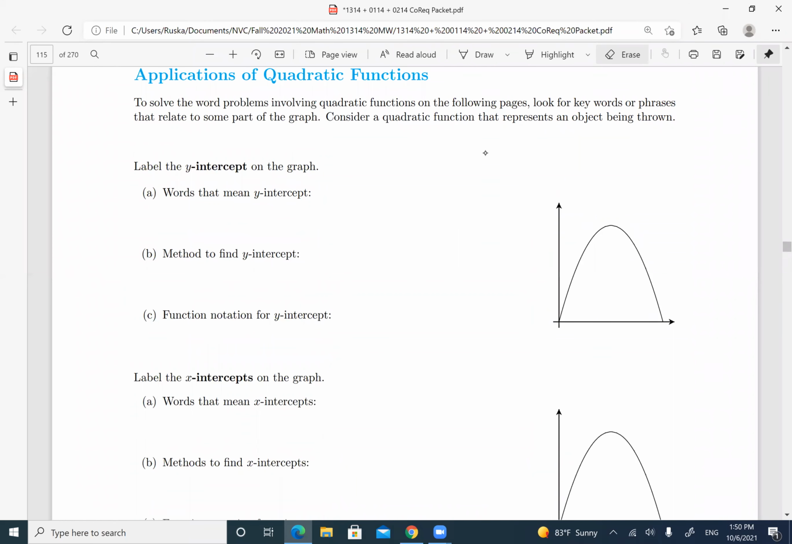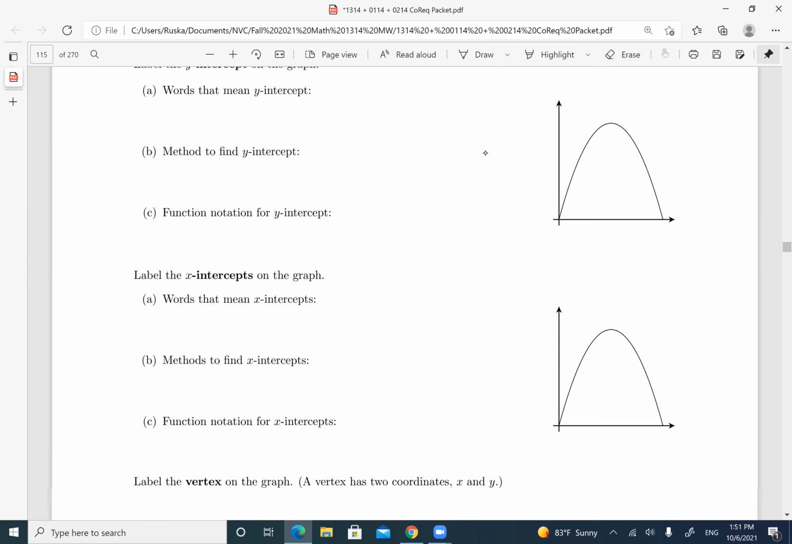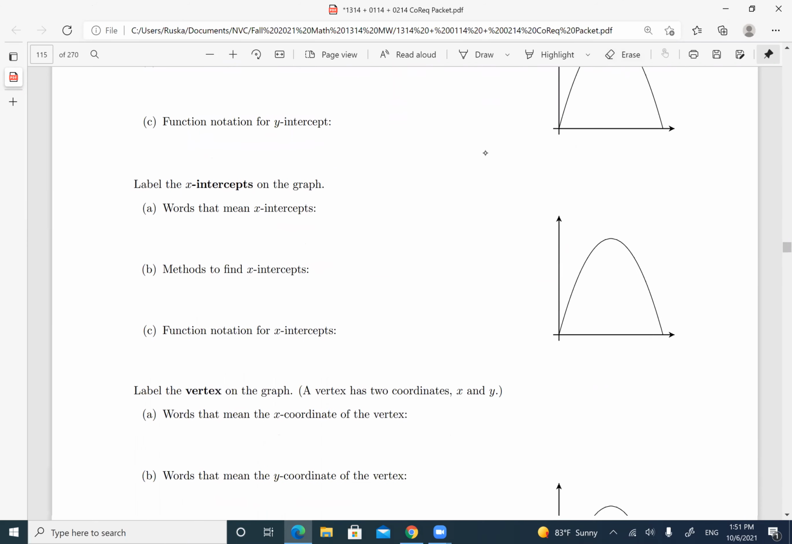To solve the word problems involving quadratic functions, we're going to look for the keywords or phrases that relate to some parts of the graphs. Okay, so we're going to consider a quadratic function that represents the object being shown. So we have to label the y-intercept on the graph. So where's the y-intercept on the graph?